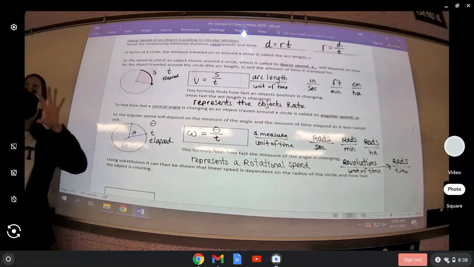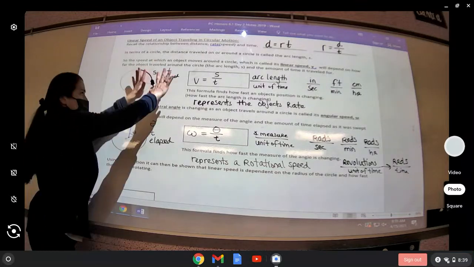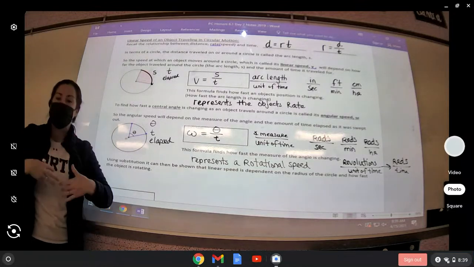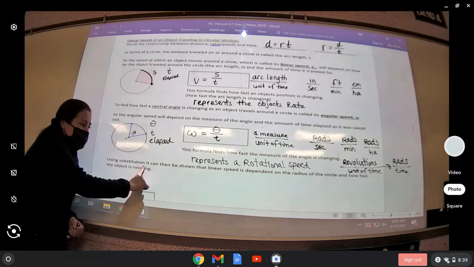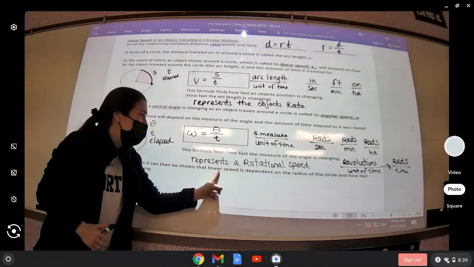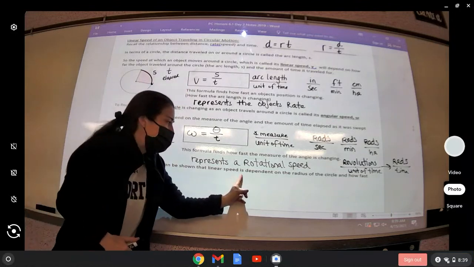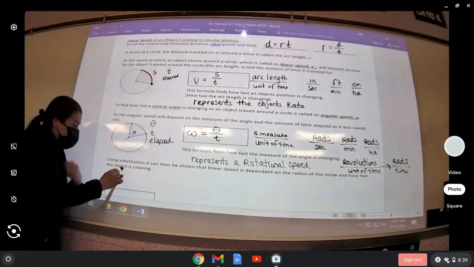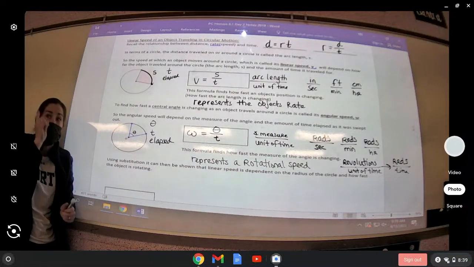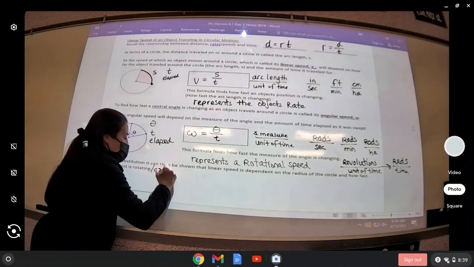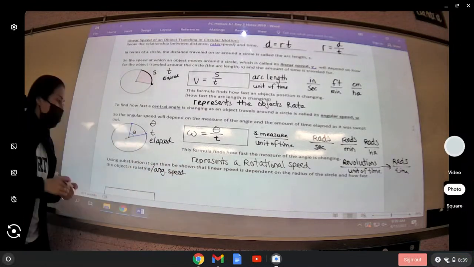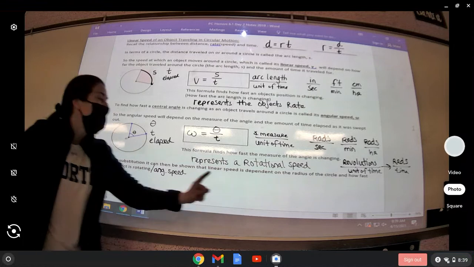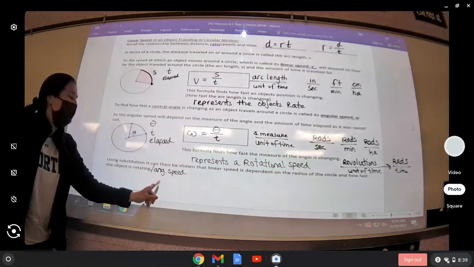Okay. So those are your two main formulas. You're going to be asked about linear speed, the speed of the object, and then you're going to be asked about angular speed, the speed of the angle, the rotational speed. Well, guys, using substitution, it can then be shown that your linear speed, your v, is dependent on the radius of the circle and how fast the object is rotating. Which, guys, how fast the object is rotating, that's your angular speed. So you can rework the linear speed formula to show that it's actually dependent on the radius and the angular speed.